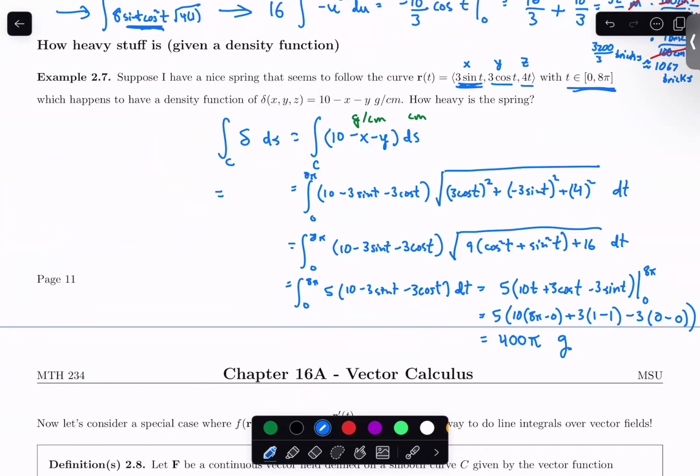Question, yes? Can you always do that? Just like you input those values into t, like 8 pi and 0. Can you always just do 8 pi minus 0?